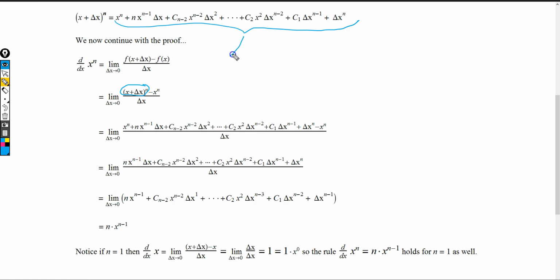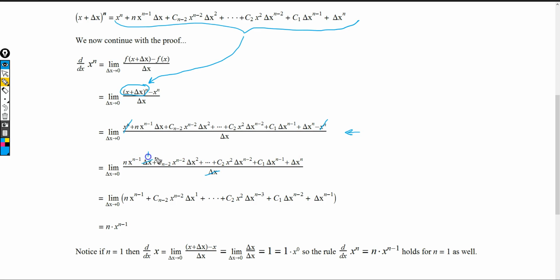So we use this in place of the x plus delta x to the nth power, and we get this down here. Now notice that we have some cancellation here. Notice this x to the n cancels with that one. And then we get this down here. Now if you notice, every term here, here's a delta x to the 1 power, delta x squared, dot dot dot, delta x to the n minus 2, delta x to the n minus 1, delta x to the n. Every term here has a delta x in it, so we'll cancel it with the delta x in the bottom.